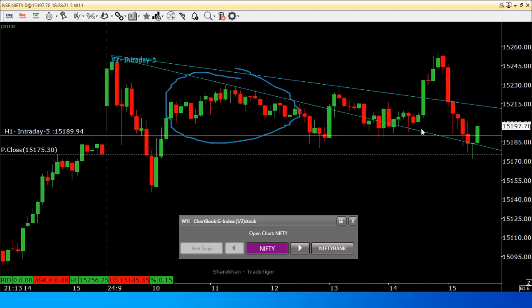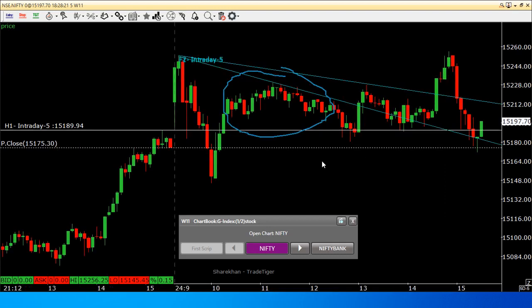But again, look at here. What if it has to rally? Either way, I have said there will be volatility on both sides. So how do we identify what the market behavior will be tomorrow?